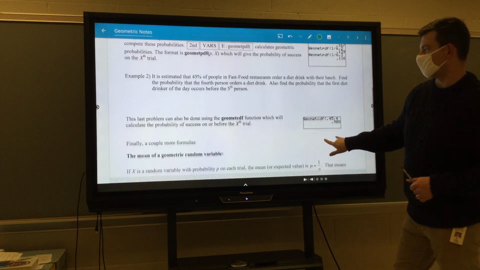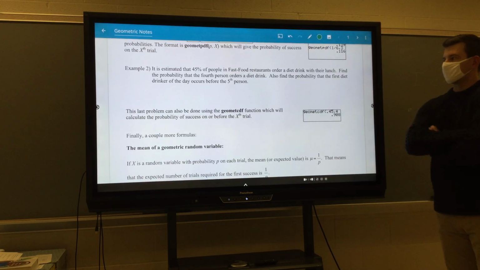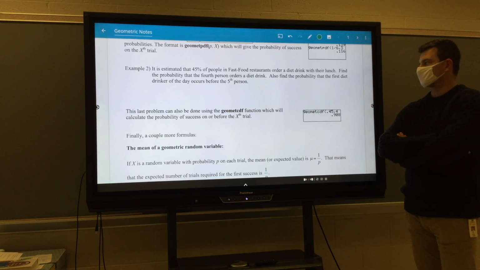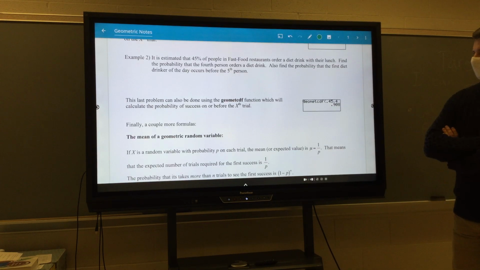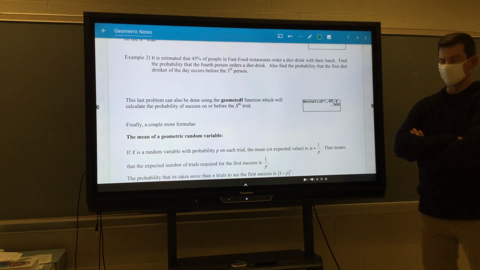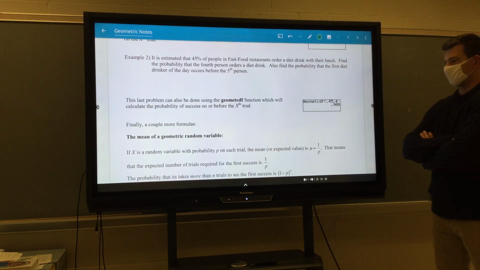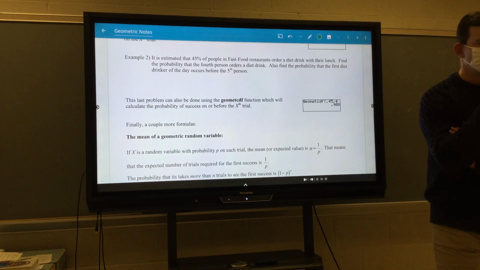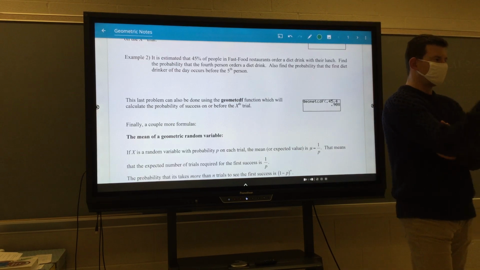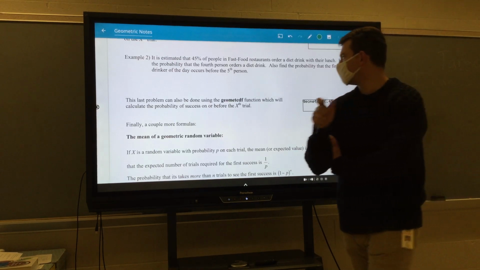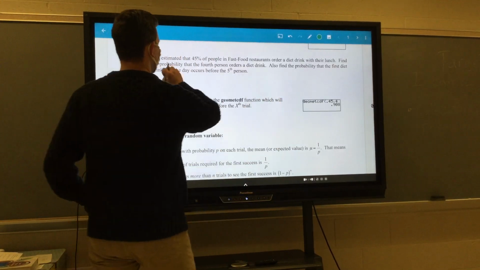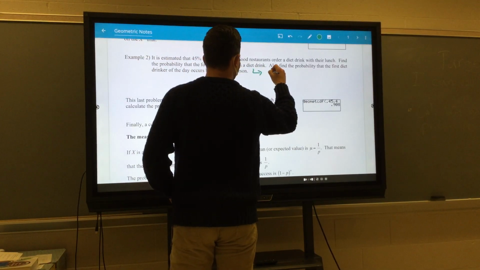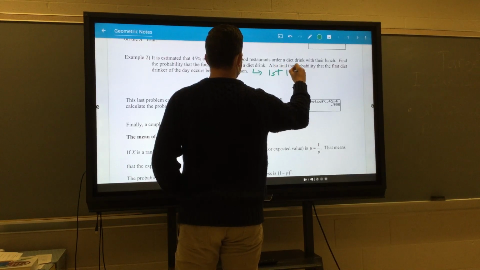We have another problem here. It says, it is estimated that 45% of people in fast food restaurants order a diet drink with their lunch. Find the probability that the 4th person orders a diet drink. Okay, you're interested in that 4th customer. And let's be a little bit more explicit here that that 4th customer is going to be the first diet drinker of the day.